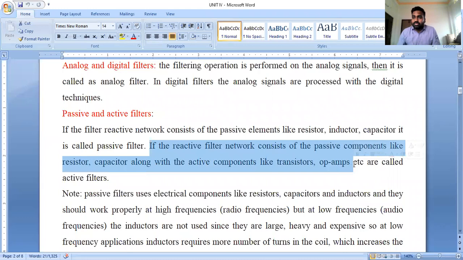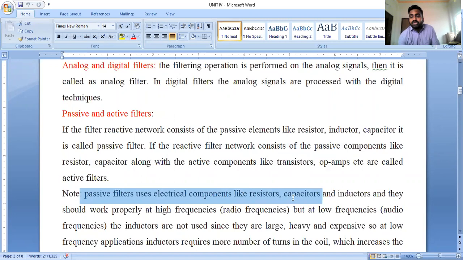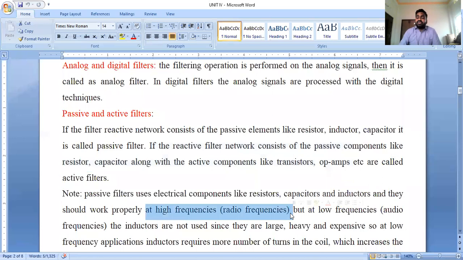So if we involve active components other than passive components, that comes under the classification of active filters. One of the most important points is that passive filters use electrical components like resistors, capacitors, and inductors only at the application of high frequencies. That means at radio frequencies, in the concept of communication at the low level, below the radar level, we do the communications with radio frequencies, which are quite enough.